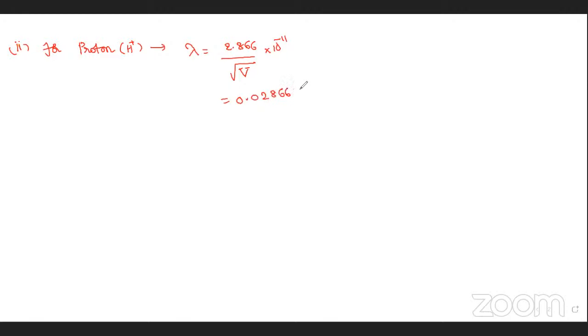0.02866 nanometer by root V. Is it correct, Nana? Correct, sir. Good. 2 decimals I shifted. This is the shortcut for proton, in nanometer. Of course, in angstroms, that is equal to 0.2866 by root V in angstroms. Okay, this is for proton.